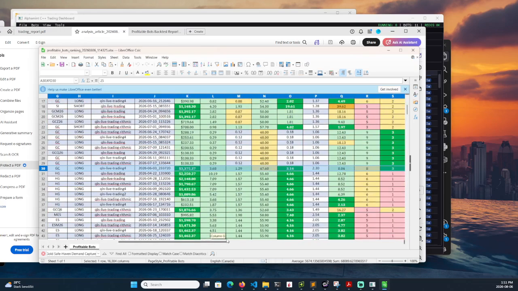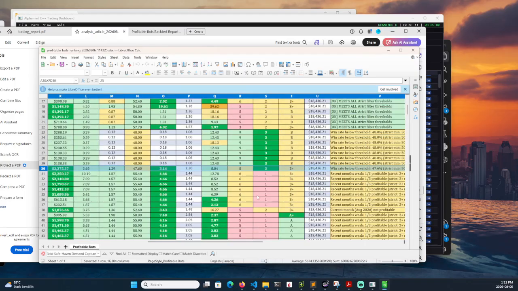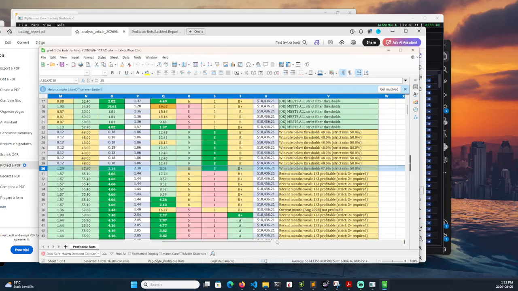So in here, it's been profitable 8 months out of 12 months, and so on. So this one's pretty good. It's been profitable for the last 3 months. So let's check that out. Win rate below the threshold.